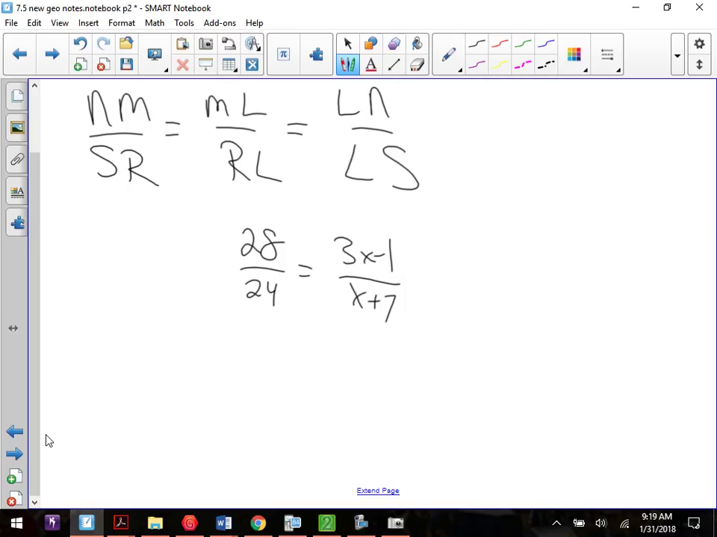28, 24, I can simplify those both out by what? 3, I believe? No, 4. Excuse me, 4. If I go by 4, then that gives me 7/6. The only reason I'm doing that is just a smaller number for me to multiply through. You don't need to. So you get 6 times the quantity 3x minus 1, 7 times the quantity x plus 7.